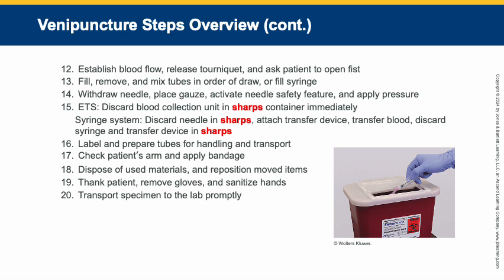There's kind of a discrepancy between 12 and 13, because if the blood flow is not going very fast or they don't have a great vein, then I would not release that tourniquet before I got all of my tubes collected. Okay, so between 12 and 13, this is what I would do.